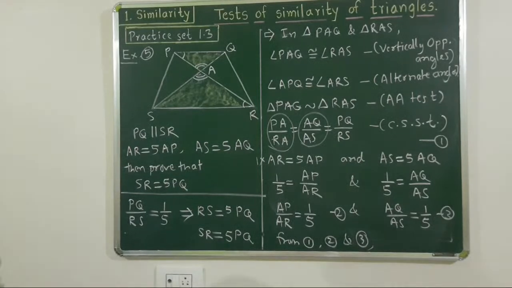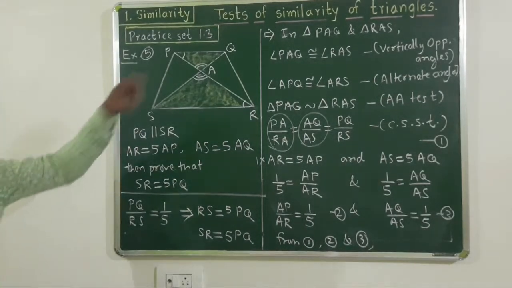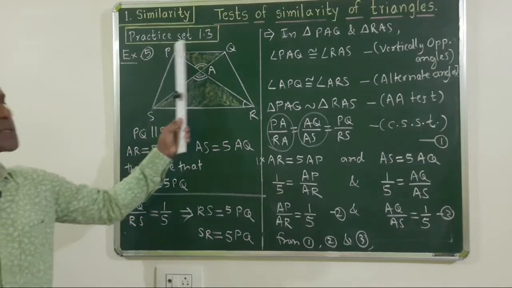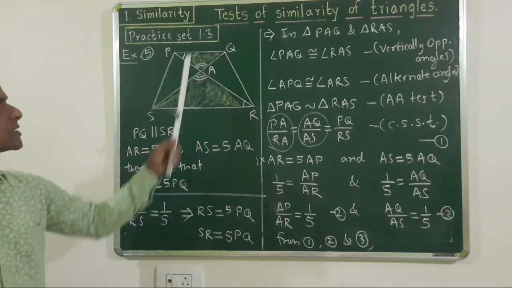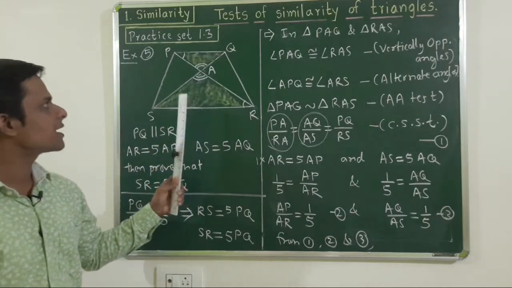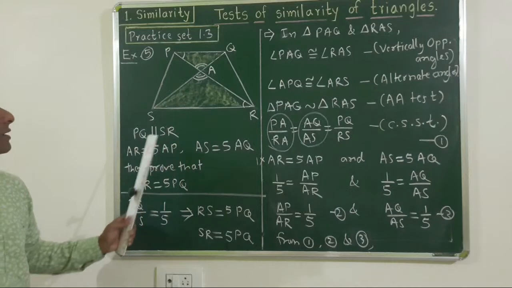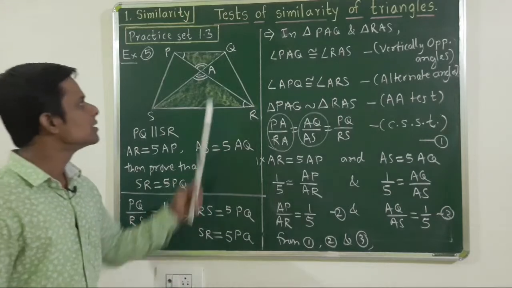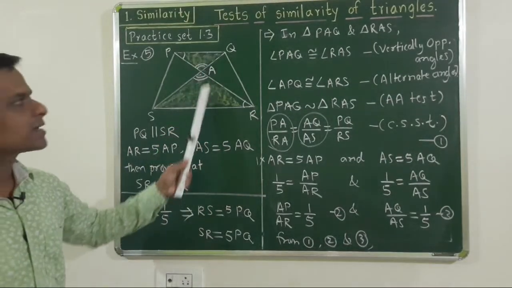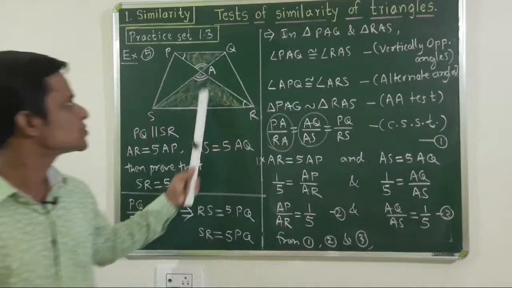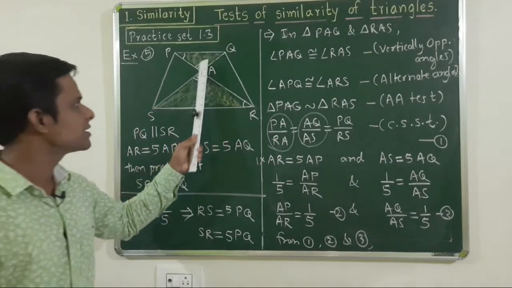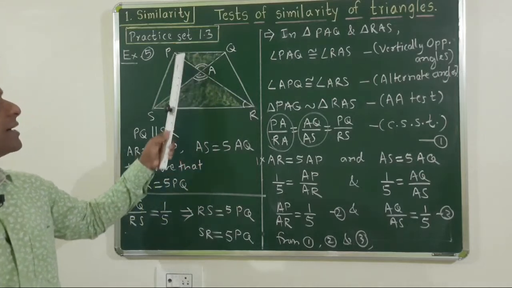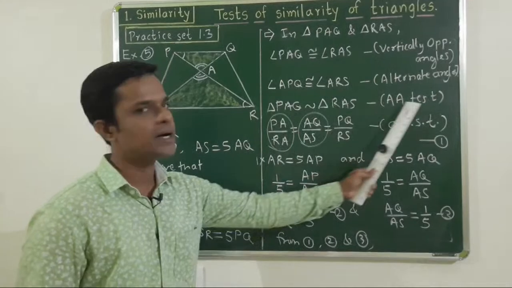Is proved. See once again, there is one trapezium given, that is quadrilateral PQRS is a trapezium in which PQ is parallel to SR. Opposite sides of one pair are parallel. Then this relation is given between sides, and we have to prove SR is equal to 5PQ. To show this, we have proved these two triangles similar by AA test. In these two triangles, these two angles are congruent, reason vertically opposite angles. These two angles are congruent, reason alternate angles. Hence, by AA test, these two triangles are similar.